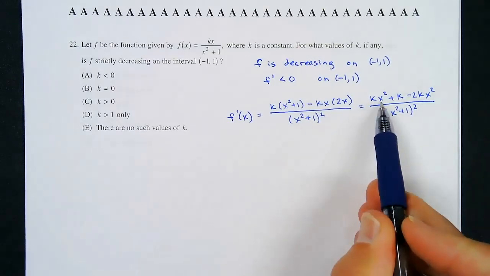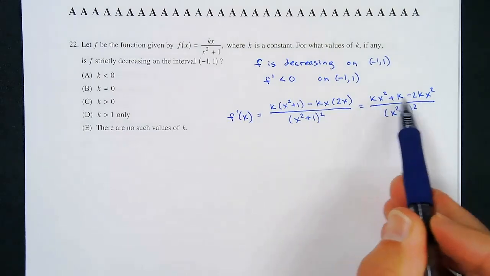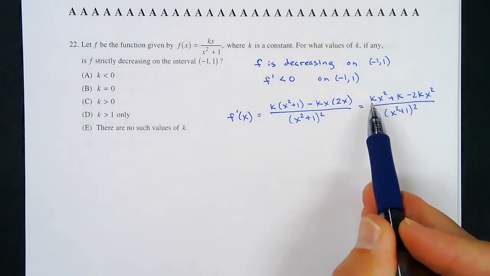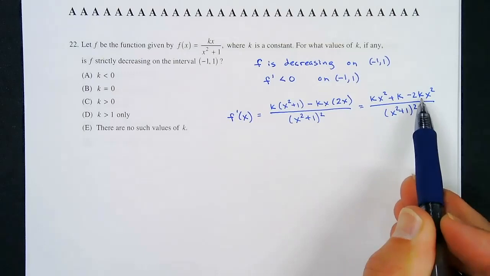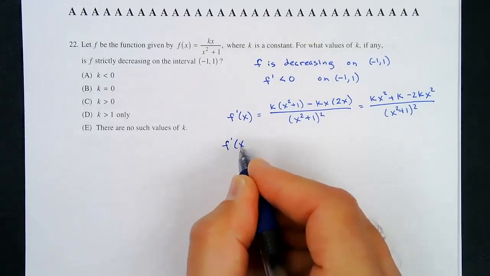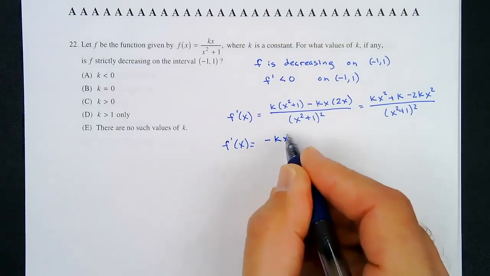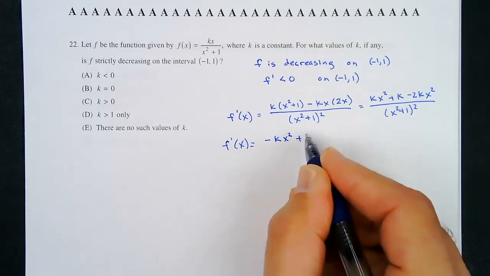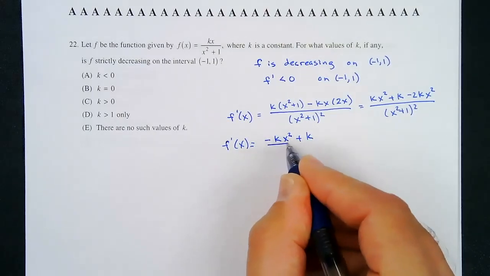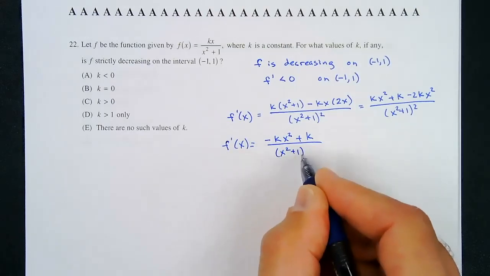So this kx squared minus 2kx squared, we can combine these because they're both x squareds. Here we have k minus 2k. That would give us negative kx squared. So my first derivative would be negative kx squared plus the k all over x squared plus 1 squared.